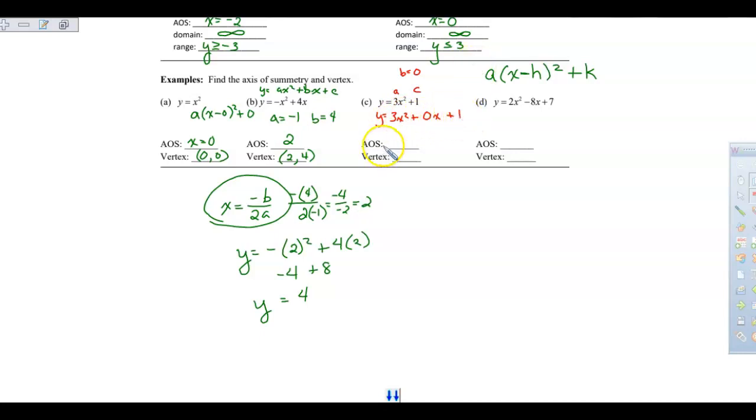Okay? So I'm going to have the opposite of B over 2 times my A. And so that's 0 over 6. 0 divided by 6 is going to be at 0. So if I put 0 back in, 0 squared is 0, plus 0 times 3 is 0, plus 1 is 1. So my vertex is going to be at 0, 1.